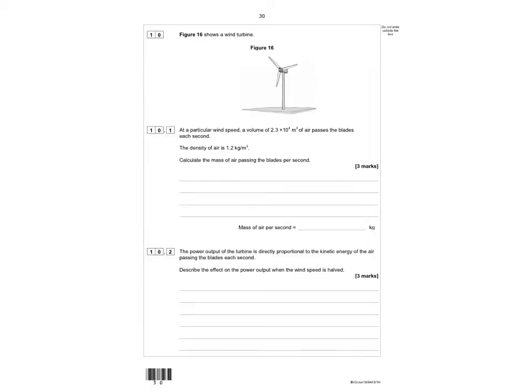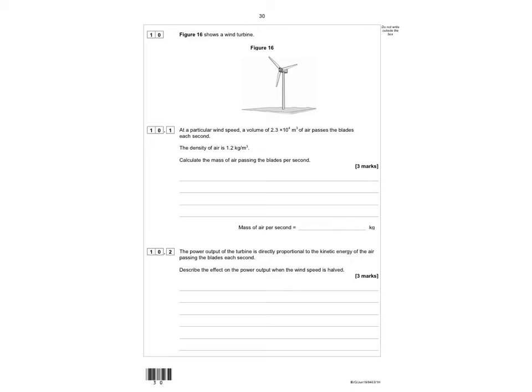So question 10, figure 16 shows a wind turbine. 10.1: at a particular wind speed, a volume of 2.3 times 10 to the 4 meters cubed of air passes the blades each second. The density of air is 1.2 kilograms per meter cubed. Calculate the mass of air passing the blades per second.